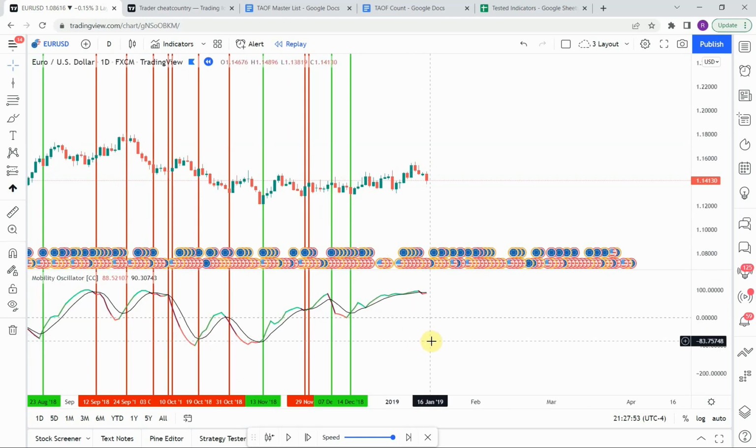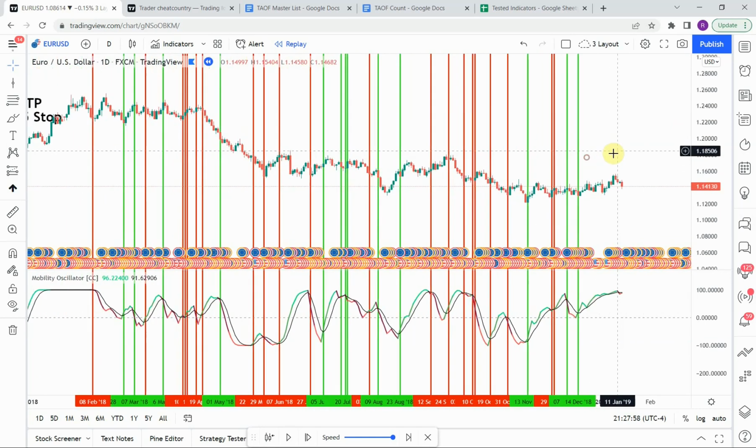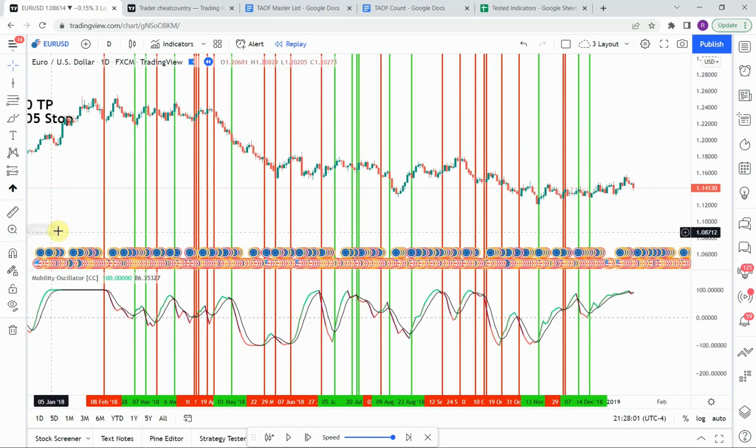All right, so let's go ahead and take a look at our indicator here. All right, so let's go ahead and count it out and see what we get out of this. So we have 1, 2, 3, 4, 5, 6, 7, 8, 9, 10, 11, 12, 13, 14, 15, 16, 17, 18, 19, 20, 21, 22, 23, 24, 25, 26, 27, 28, 29, 30, 31, 32, 33, and 34.